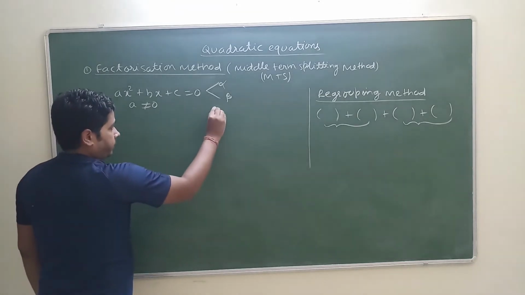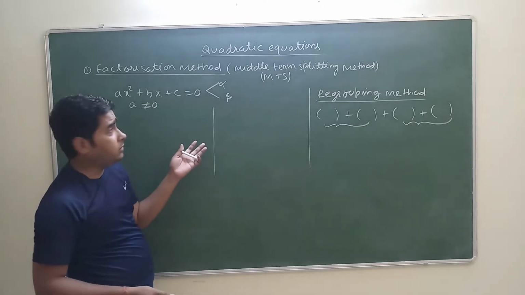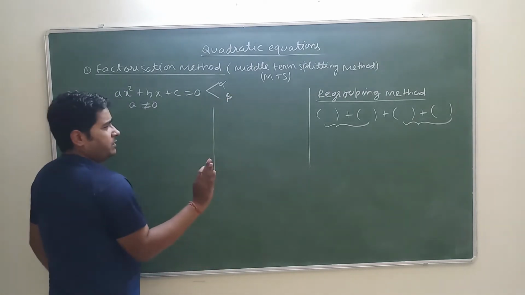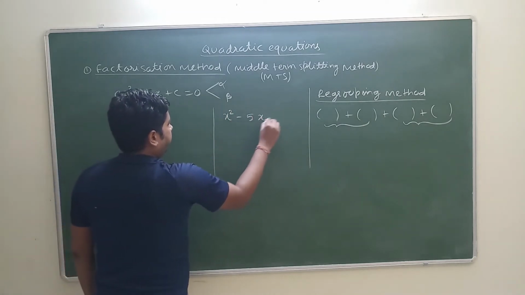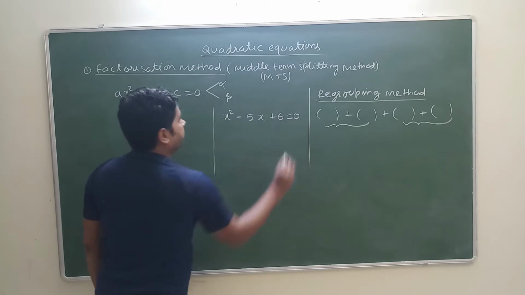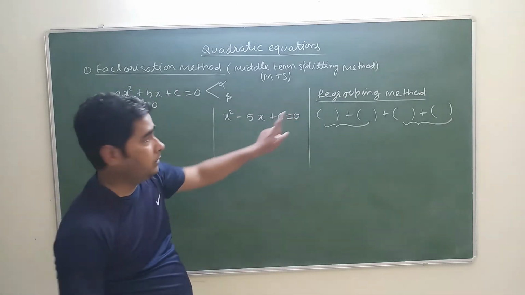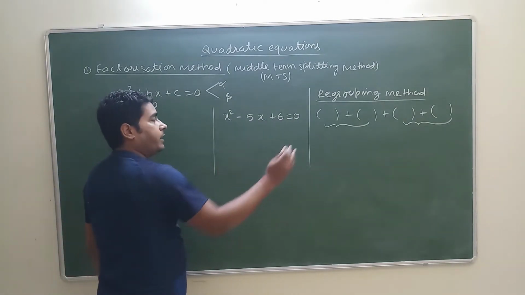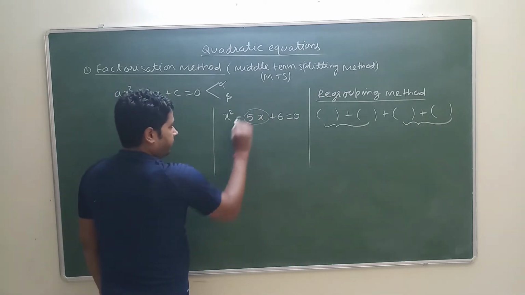Or if you want, I can take a very simple example, because we will solve so many questions on this formula. So let me take a very simple example: x square minus 5x plus 6 equal to 0. We have to find the roots of this equation by this method. So degree is 2, degree is 1, degree is 0, which means it is already arranged in reducing order of degree. So this will become the middle term.